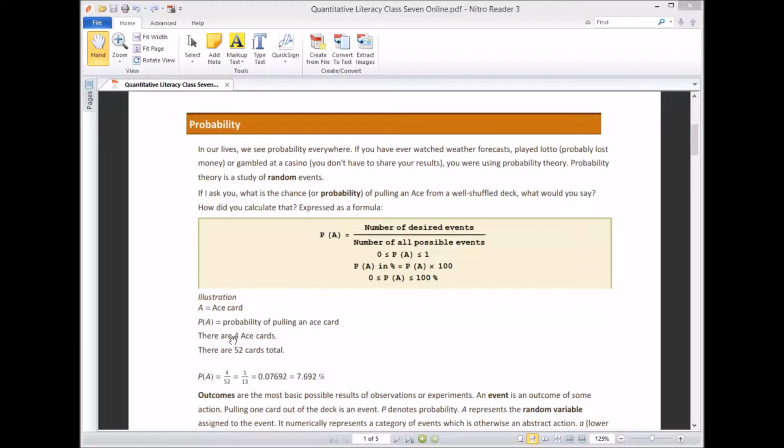There are 4 ace cards, and 52 cards total. So P of A will be 4 out of 52, which reduces to 1 over 13. If you do the math using a calculator or Excel, you get 0.07692, which is about 7.7%.